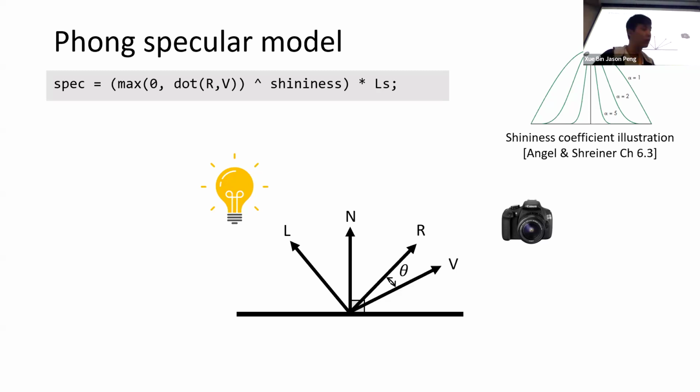A question in the chat about if the little caret represents an exponent. Right, yeah. So for the shininess value, we take a dot product and we take it to the power of the shininess value. Yeah, so that's an exponent.